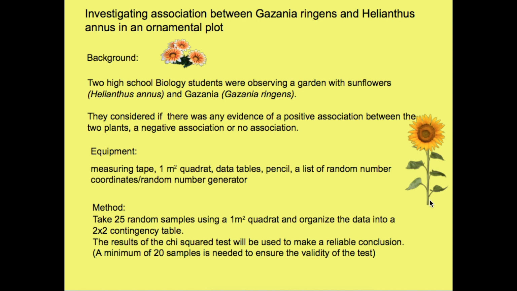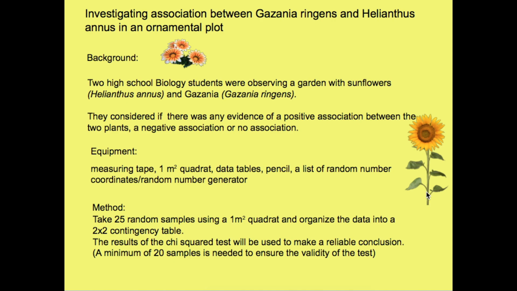Association means that if you go into the field where these flowers are growing, wherever you find sunflower, you're most likely to find gazania. If that's happening every time you find a sunflower, you find gazania next to it or close by, then there's an association. Whereas if you find a sunflower and you don't find this sometimes and other times you do find it and there's no special relationship, then there's no association.